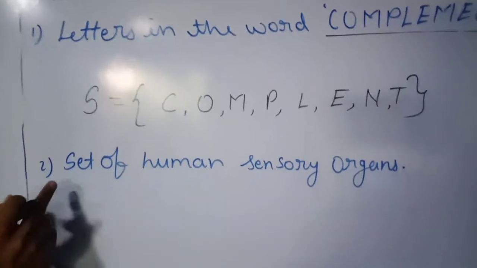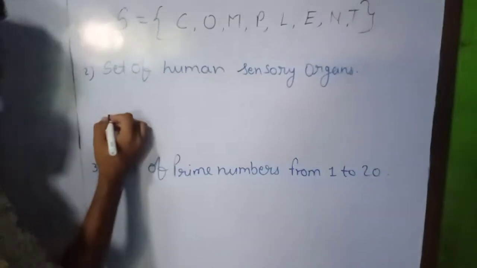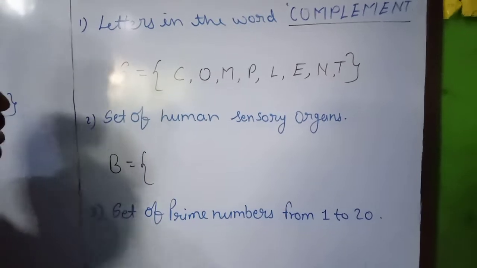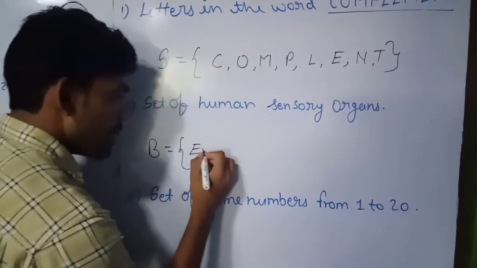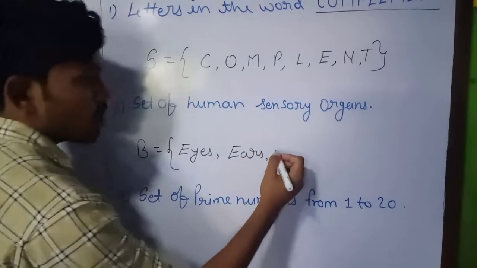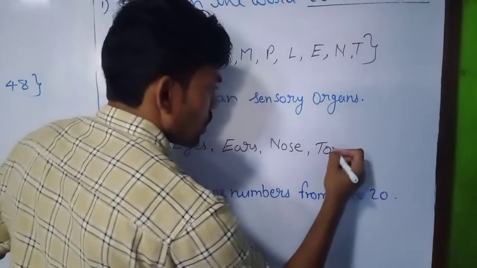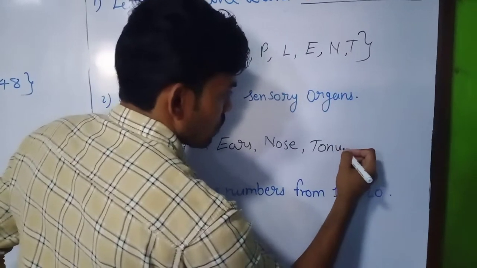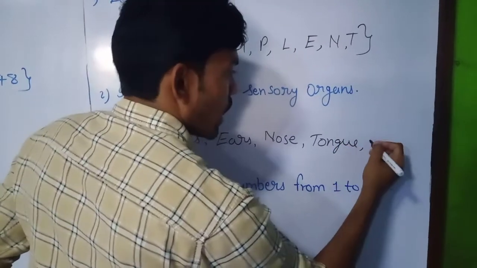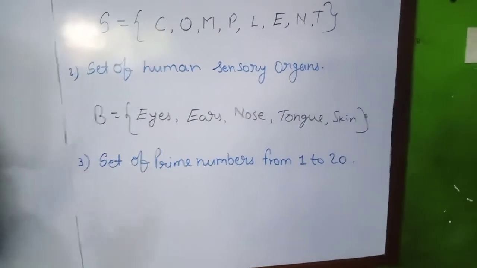The next one, set of human sensory organs. Take set B is equal to, what are the human sensory organs? Eyes, ear, nose, tongue, and skin. So these are the human sensory organs.